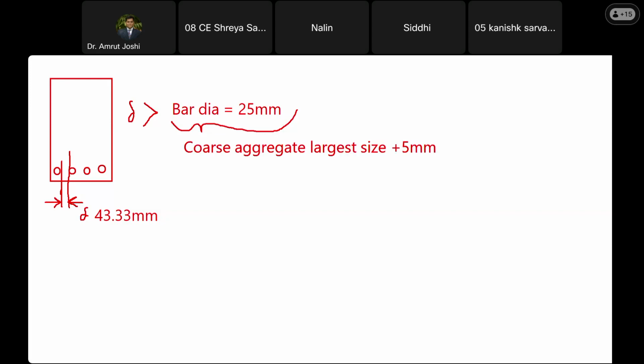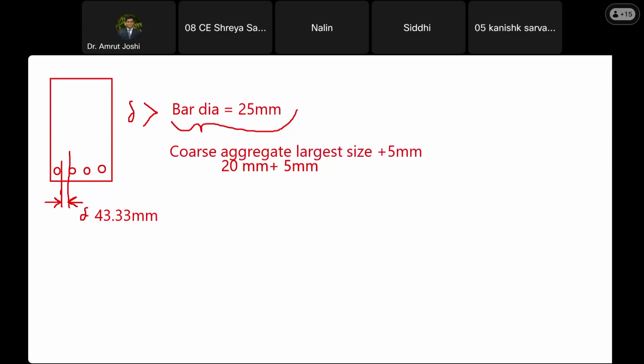Yes, sir. So what is the coarse aggregate largest size that we typically employ? That is 20 mm. So it should be 20 mm plus 5 mm, so it should be greater than 25 mm. Either you consider the first clause or second clause as per IS, this delta should be greater than 25 mm. Is it greater than 25 mm? Yes. So therefore, okay.